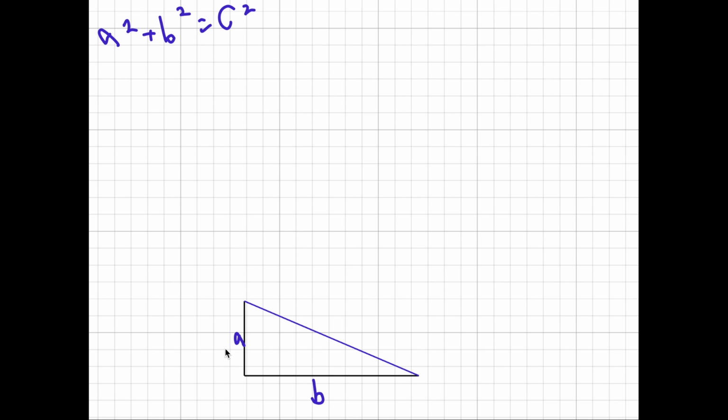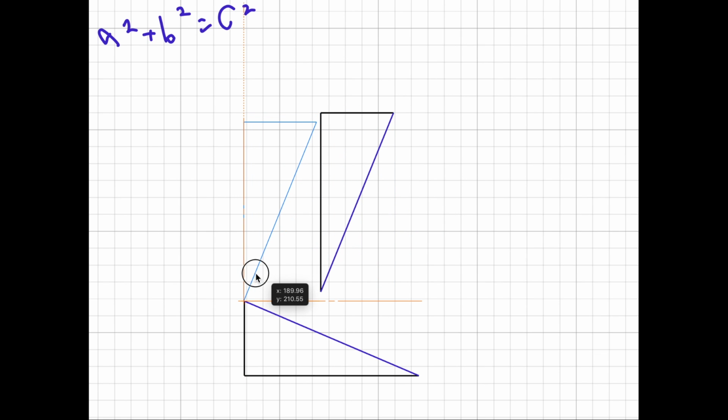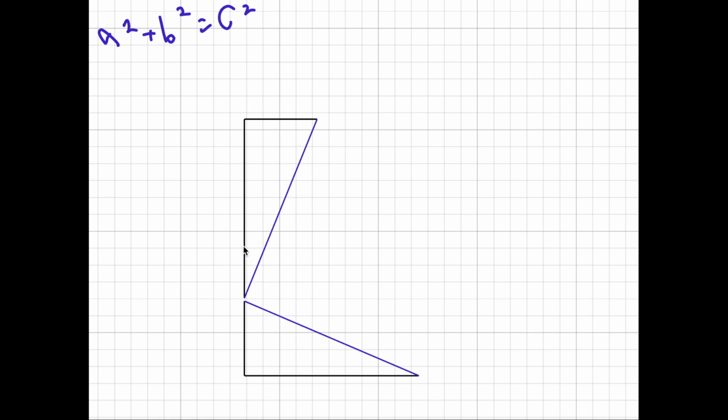So the first step is to take this whole thing and copy it, and then paste it, so it's exactly the same triangle, and turn it 90 degrees like this, and then put it onto here, like that. Oops, no, a little bit lower. There we go. Okay, so now we have this.